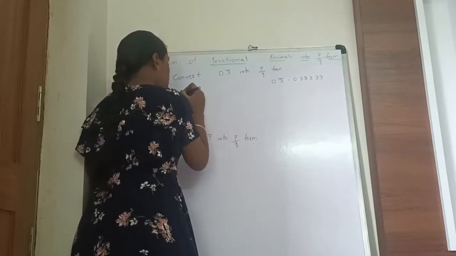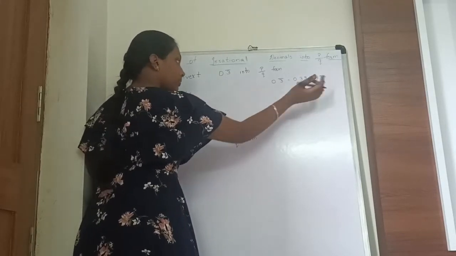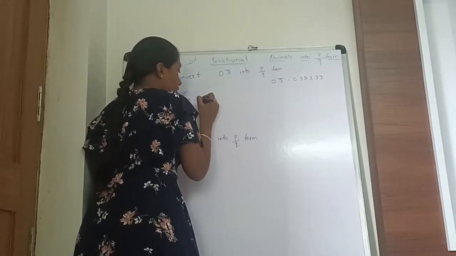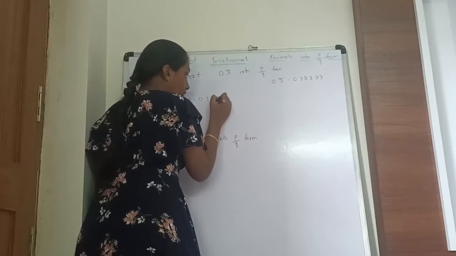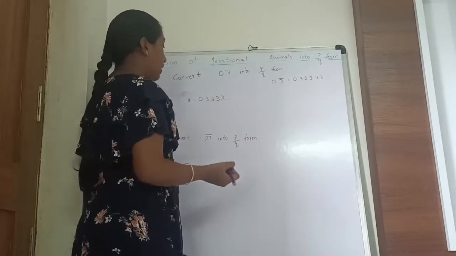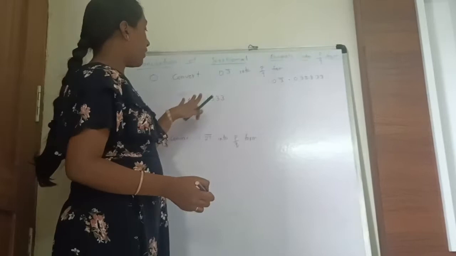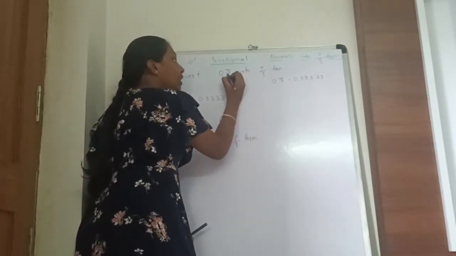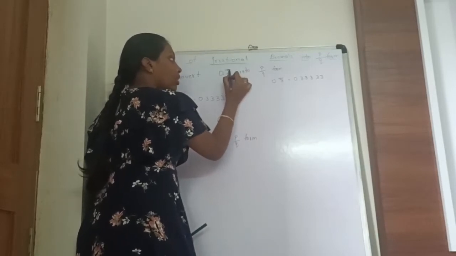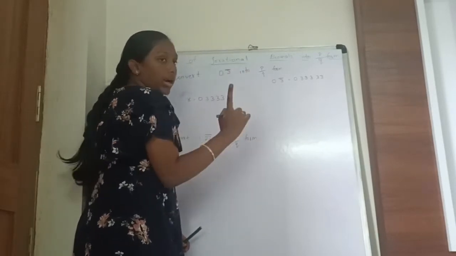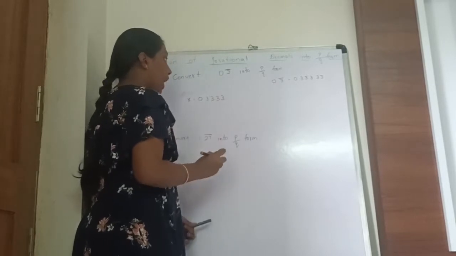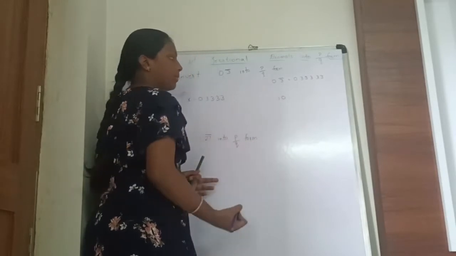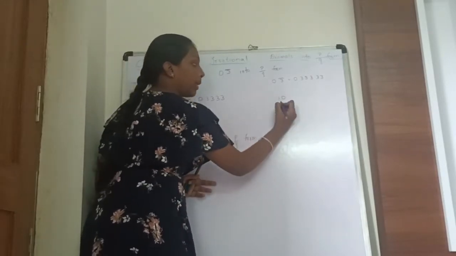So let us take x equals 0.3333 etc. And then what you have to do is multiply the LHS as well as the RHS by a power of 10 according to how many numbers are below the bar. How many numbers are below the bar? One digit is below the bar. So we have to multiply by 1 and a 0 beside it, that means we multiply by 10.